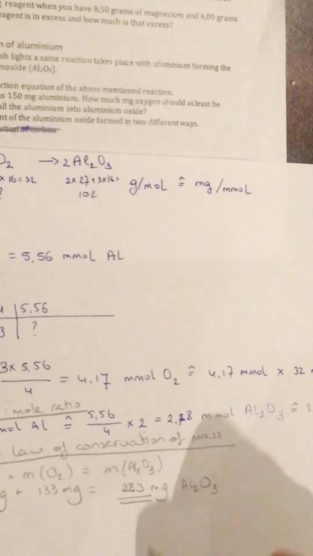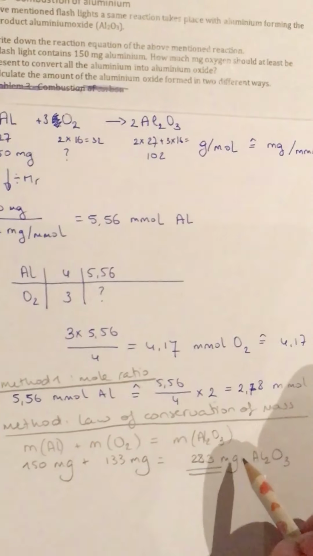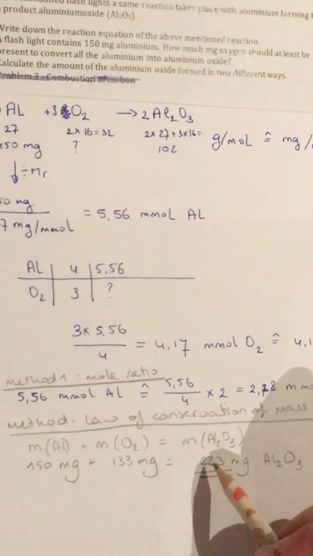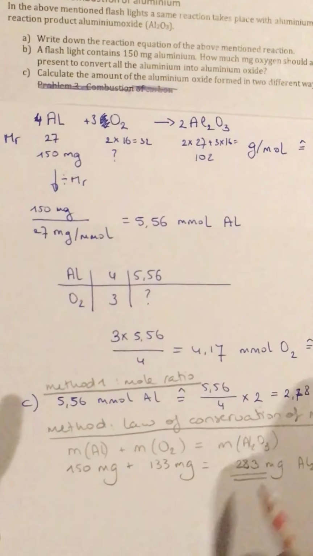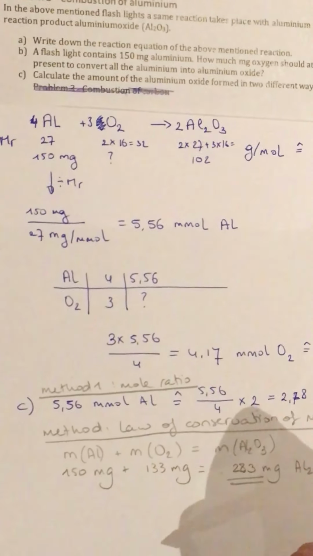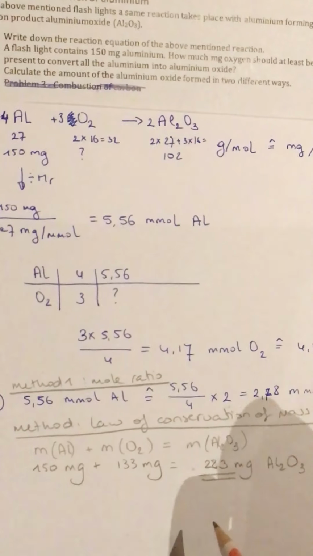So these are the two methods you can use, and sometimes you find a mass of something and you know the mass of the reagents, and that's the way how you find the mass of the other product. So remember this trick, it might be useful someday.